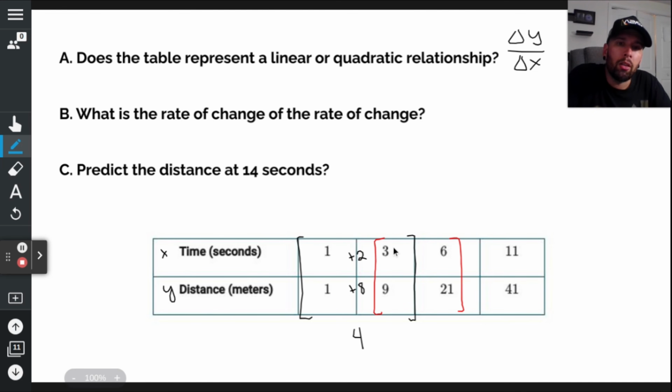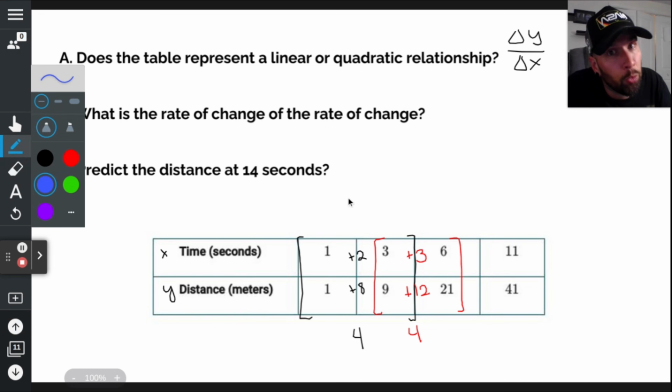To get from 3 to 6, I add 3. To get from 9 to 21, I add 12. I just got so excited for 21. My change in y over my change in x is 12 over 3. 4 again. Oh, PTL. That stands for praise the Lord. Let's do it again.